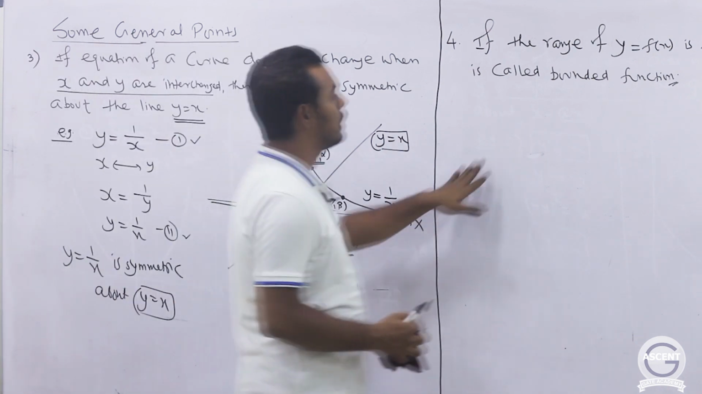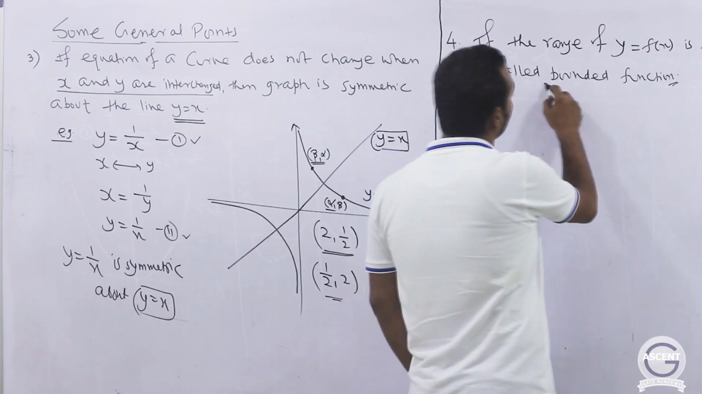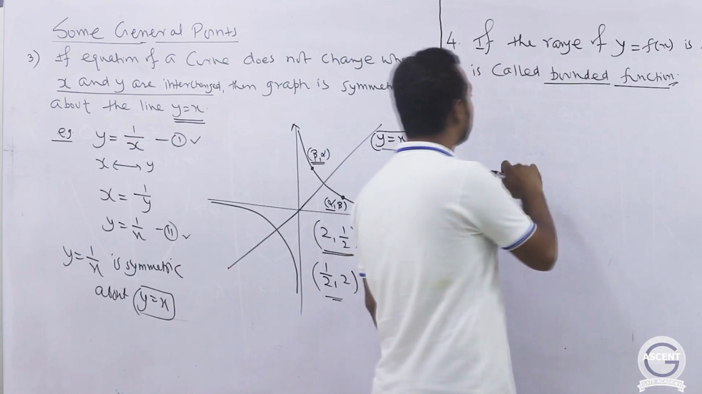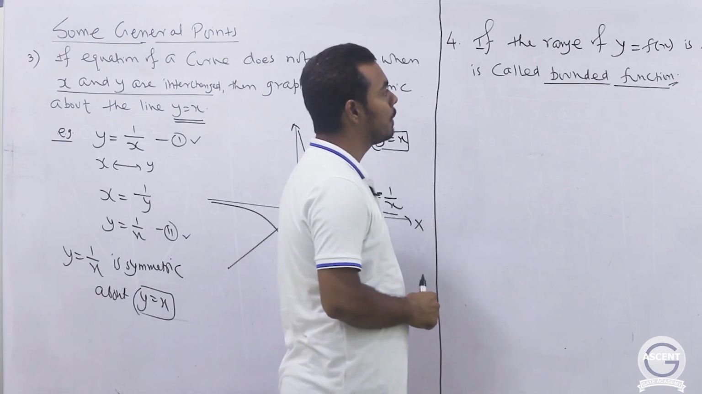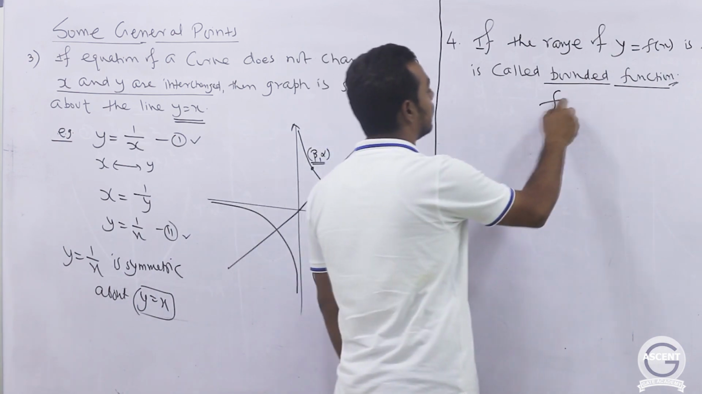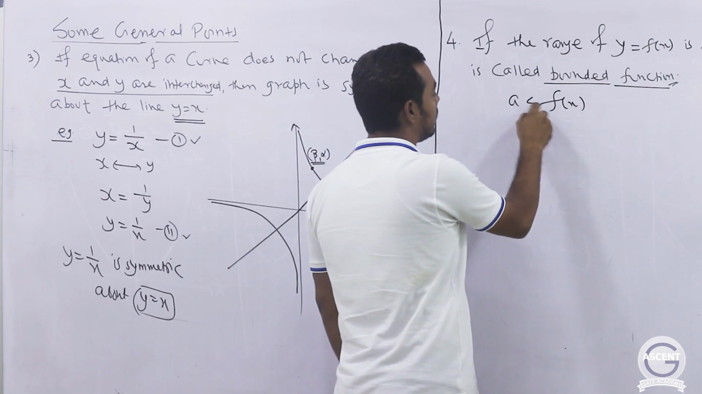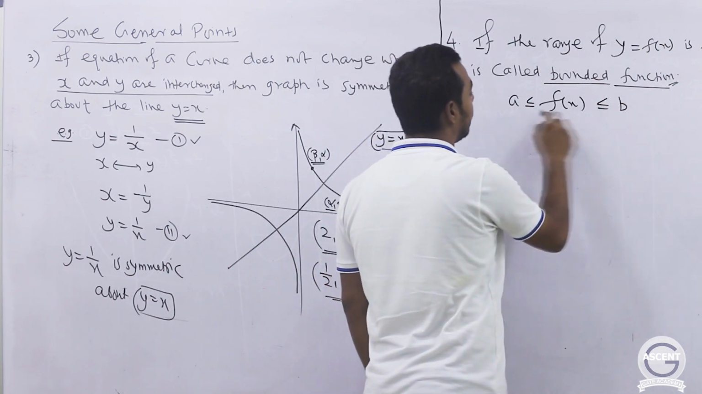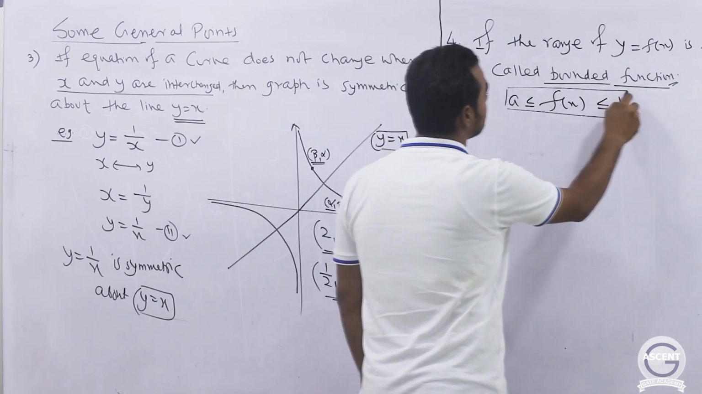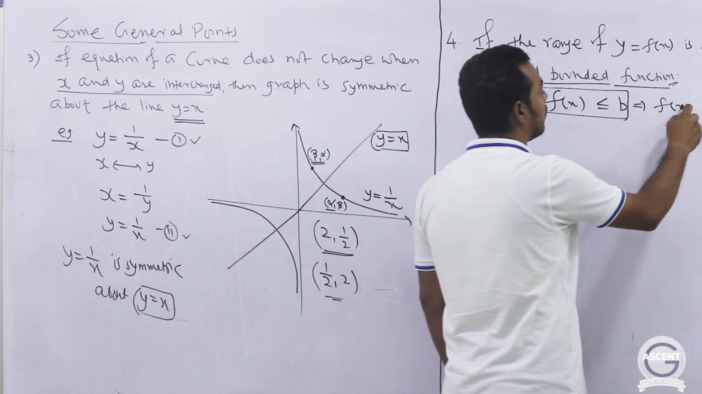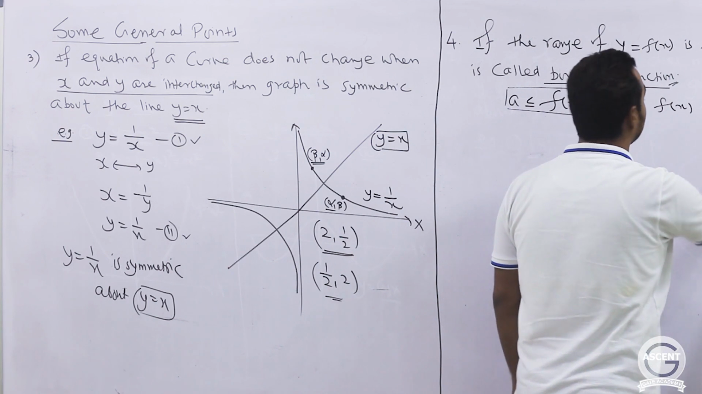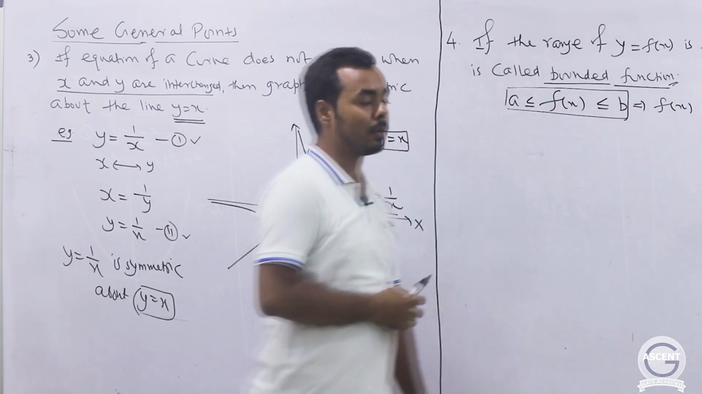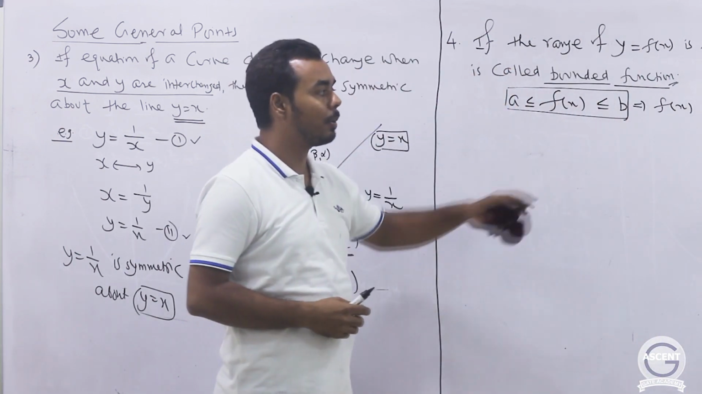And the fourth point is related to bounded and unbounded functions. A bounded function simply means that the range of y is finite. If f(x) is always between two finite numbers a and b, then f(x) is bounded. And if the range of f(x) is infinite, then it is an unbounded function.